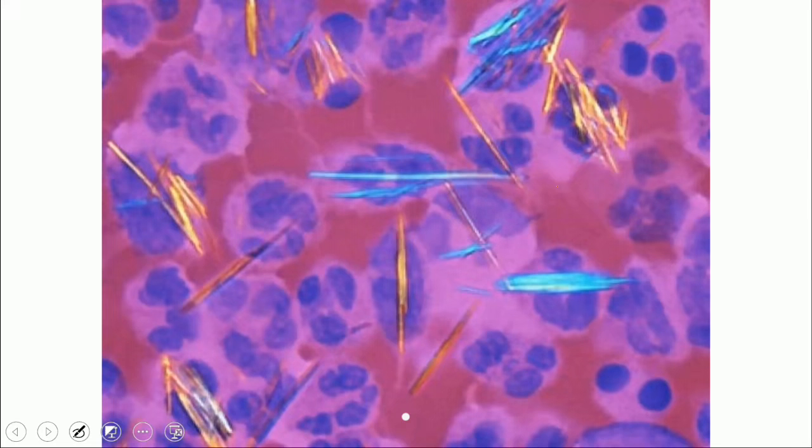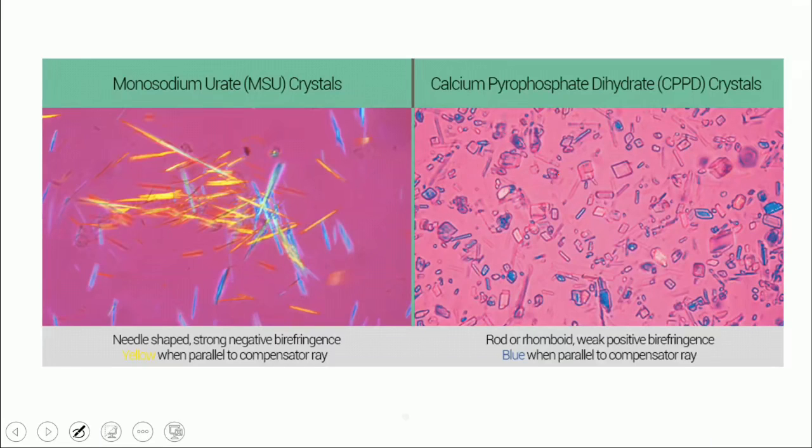Right? And this is the appearance. So you can see the neutrophils in the joint fluid there. And these are called negatively birefringent needle-like crystals. Right? So the description is negatively birefringent needle-like crystals, whereas there is another crystal arthropathy which is called pseudogout or calcium pyrophosphate disease.